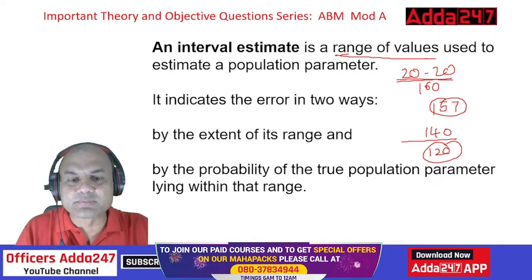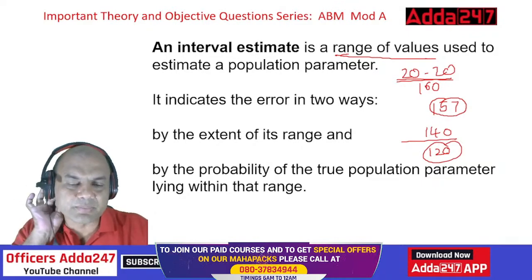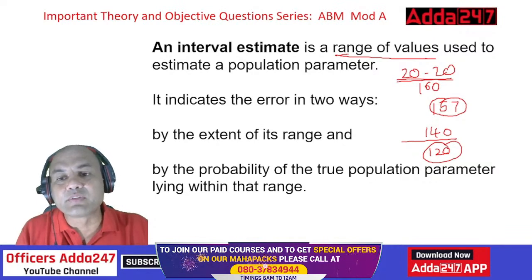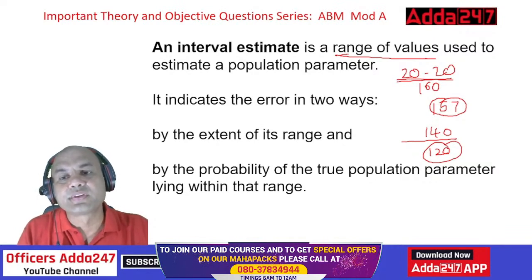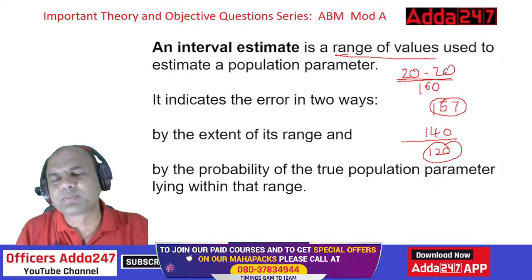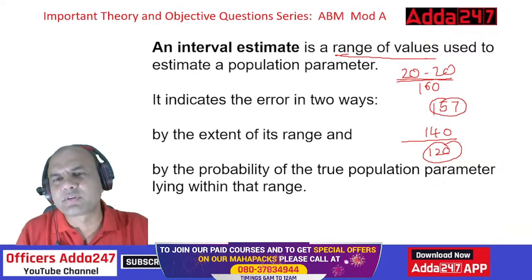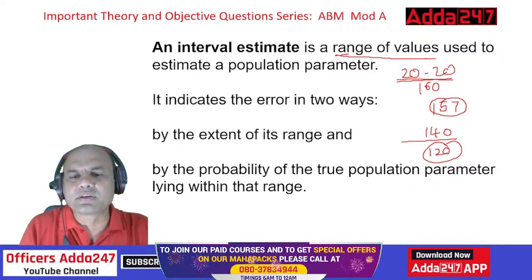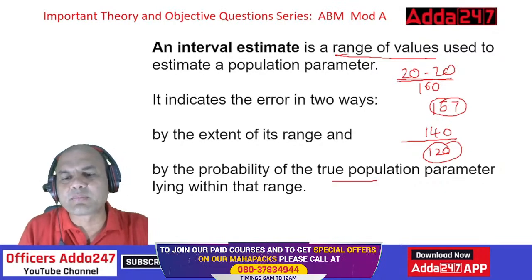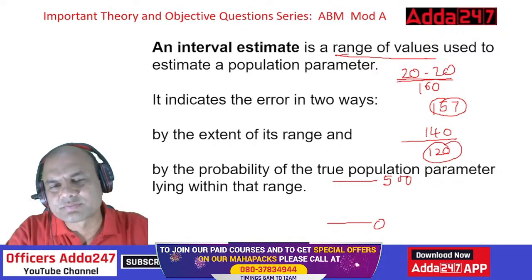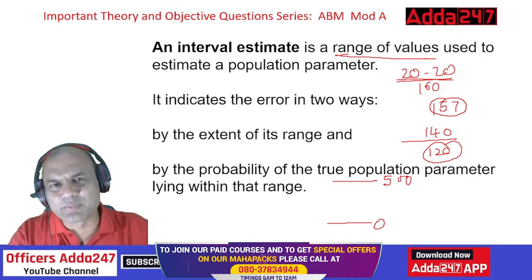See this. This is meant by the probability of the true population parameter lying within that range. So the actual score of India lying within 140 and 160, that is known as probability, and then the extent of its range. Now extent means what? Suppose I give you a simple example. I'll tell you India will score anywhere between 0 to 500 in a 2020 match. 0 to 500, that is the estimate.